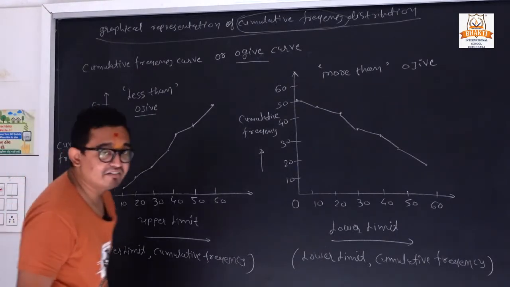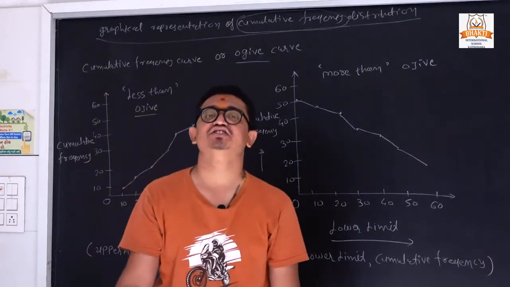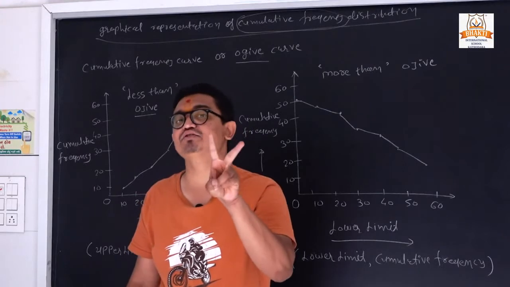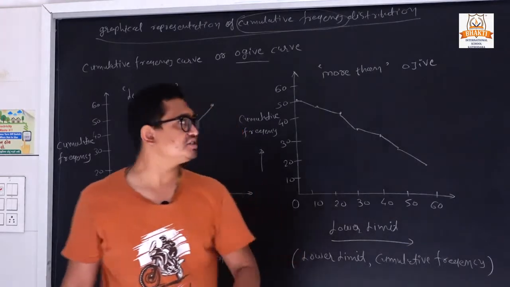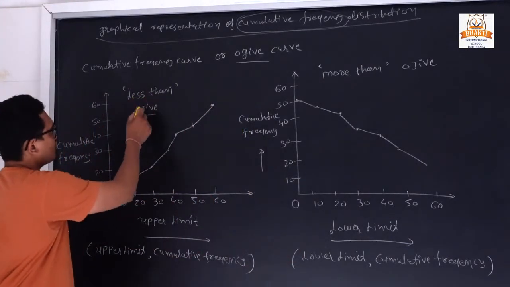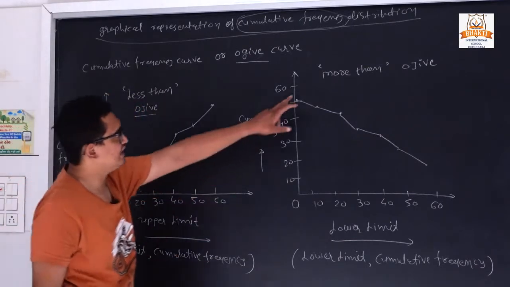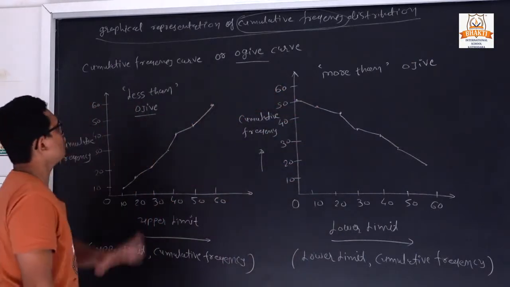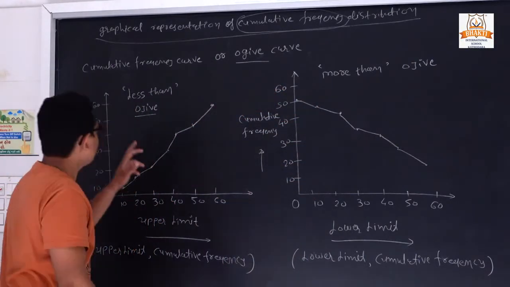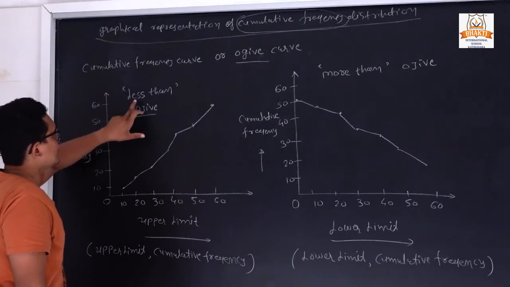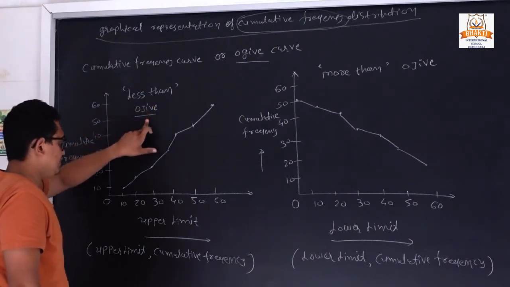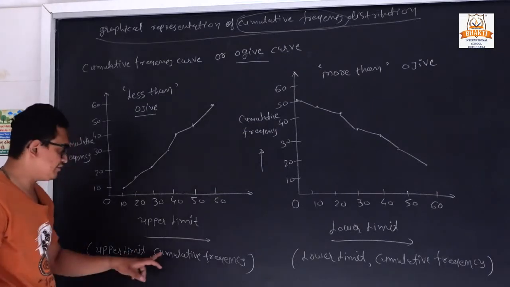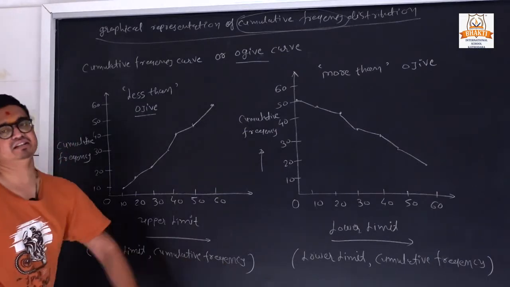So in an ogive curve, first of all, how can we represent it graphically? Before that, we have two different types of graph. First, the less than type ogive, and second, the more than type ogive. So we have two types of ogive graph. If you draw the graph of the less than type ogive, you are drawing the graph of upper limit versus cumulative frequency.